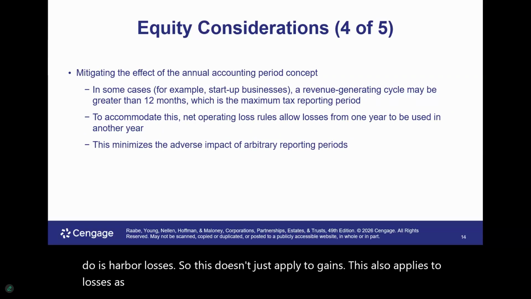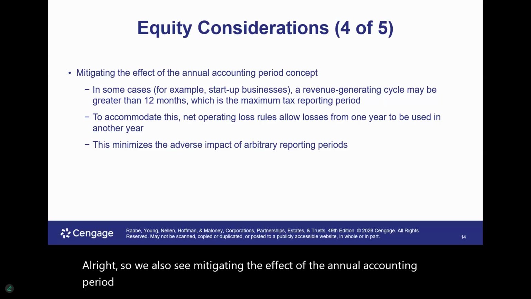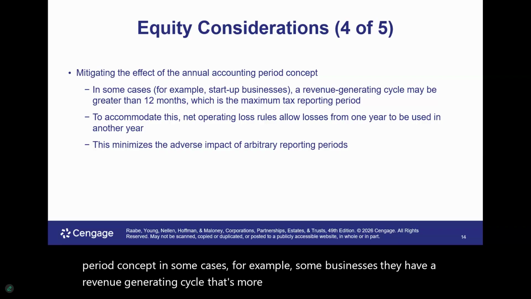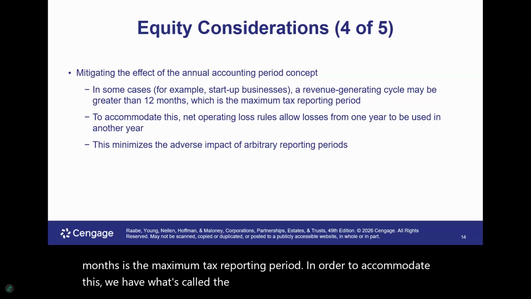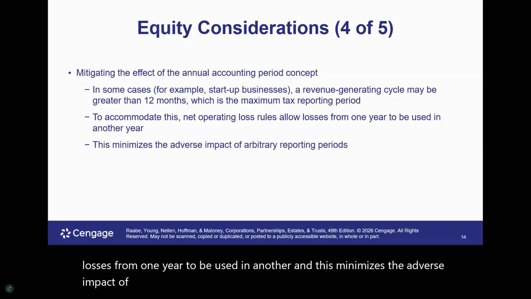All right, so we also see mitigating the effect of the annual accounting period concept. In some cases, for example, some businesses have a revenue generating cycle that's more than 12 months, but we know 12 months is the maximum tax reporting period. In order to accommodate this, we have what's called the net operating loss rule, and that allows losses from one year to be used in another. And this minimizes the adverse impact of arbitrary reporting periods, right?